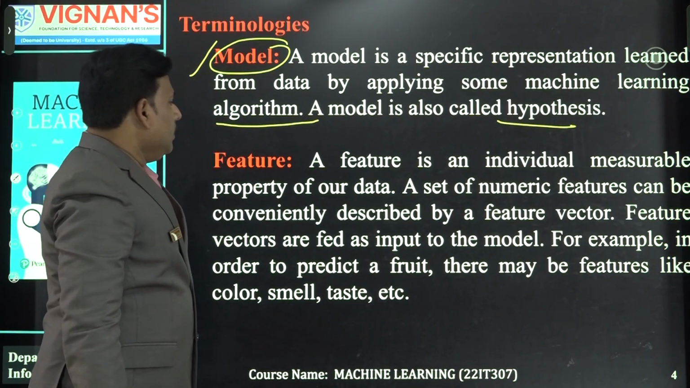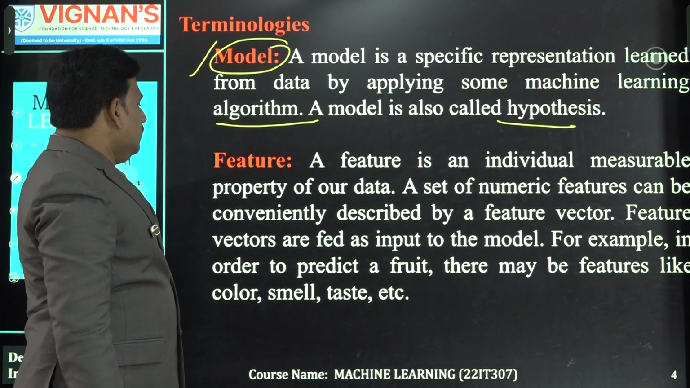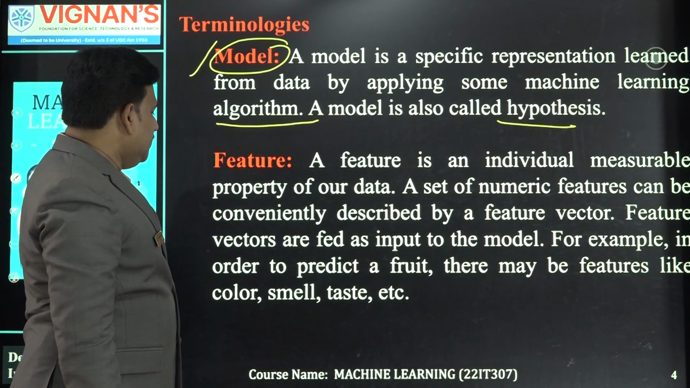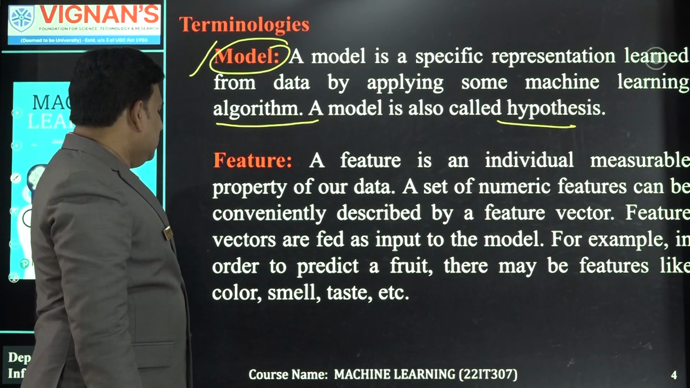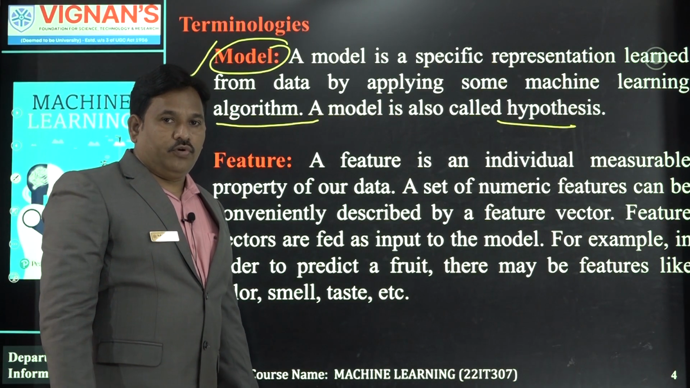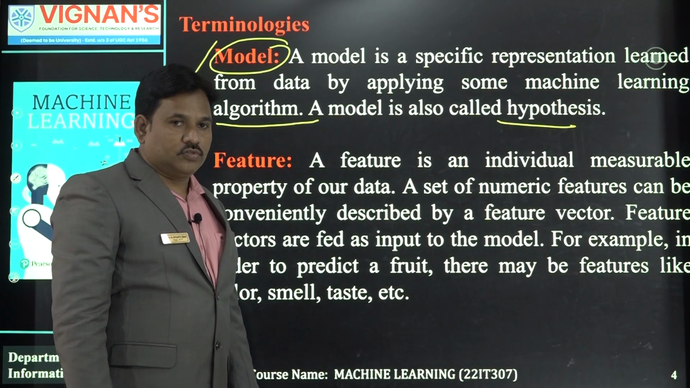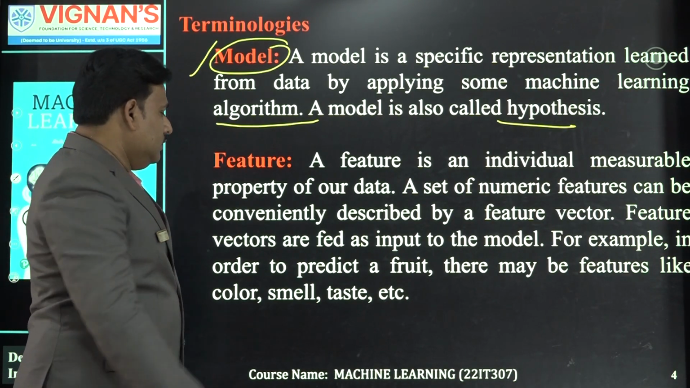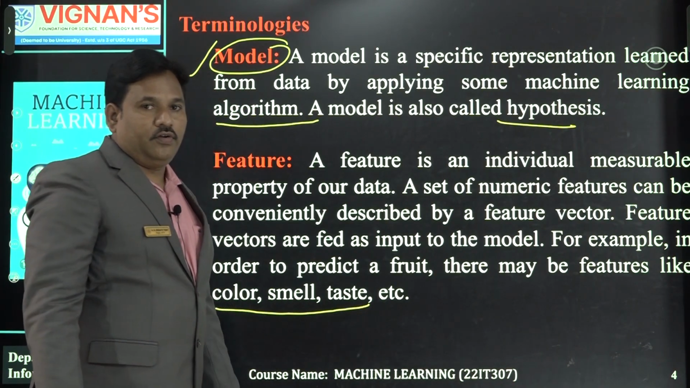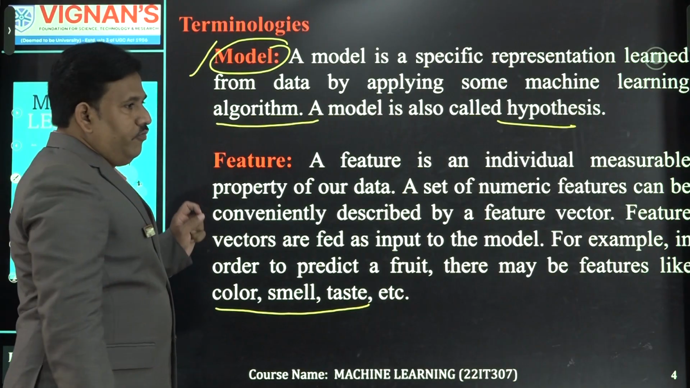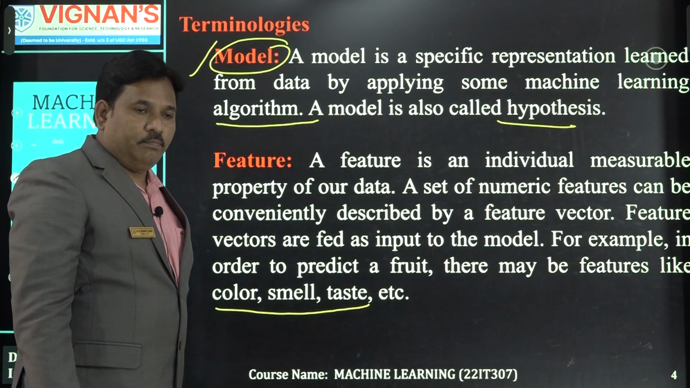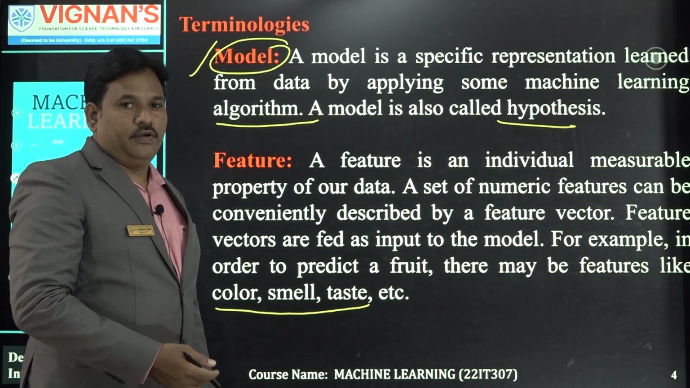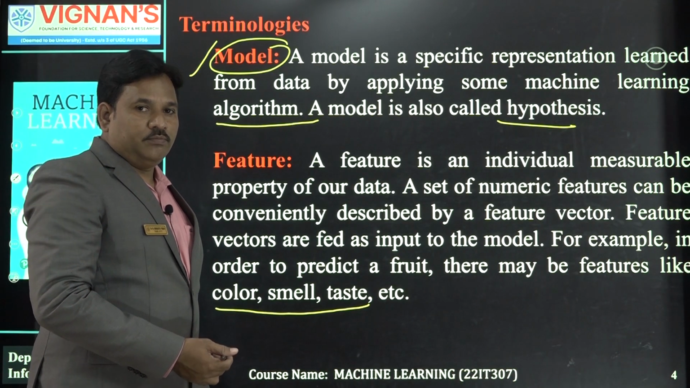The model we design or develop is based on the hypothesis. Coming to the feature. A feature is an individual measurable element or property of our data. A set of numeric features can be conveniently described by a feature vector. Feature vectors are fed as an input to the machine or the model. Example: in order to predict the fruit name or assign a label for the fruit, we will encounter features like the color of the fruit, size, shape, hardness and smell. These are the specific parameters related to a fruit. Like that, every object or entity that we predict using machine learning will have its own set of features. A feature can be of any type: numeric or character, descriptive or continuous.